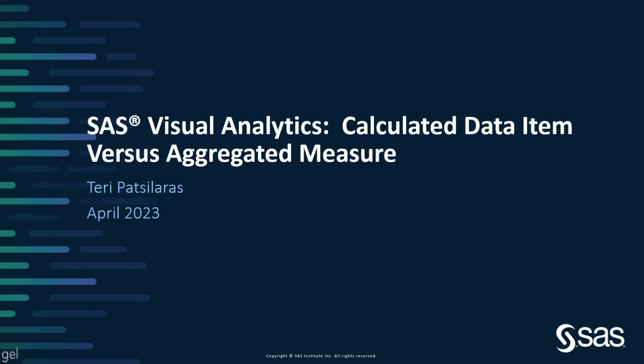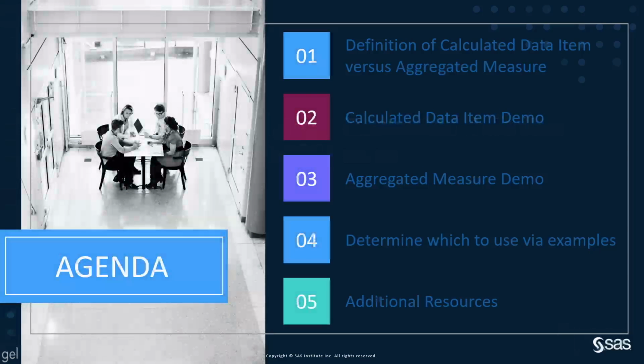In this video, I will describe the difference between a calculated data item and an aggregated measure. We will look at example expressions and see how we can use these in a SAS Visual Analytics report to answer business questions. I will first give a definition of a calculated data item versus aggregated measure, and then move into two demonstrations. The first will be of a calculated data item, and the second for an aggregated measure. And then I'll talk about how to determine which to use via examples and give you additional resources.